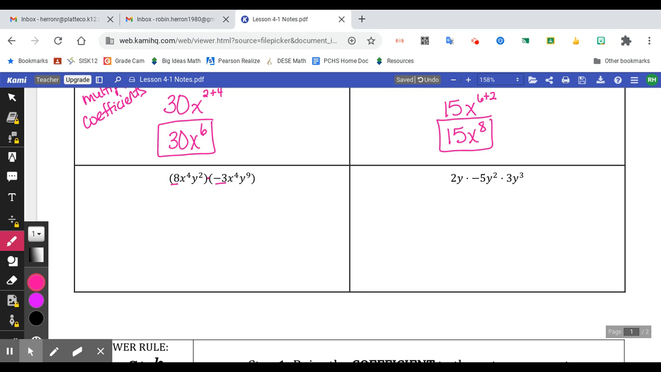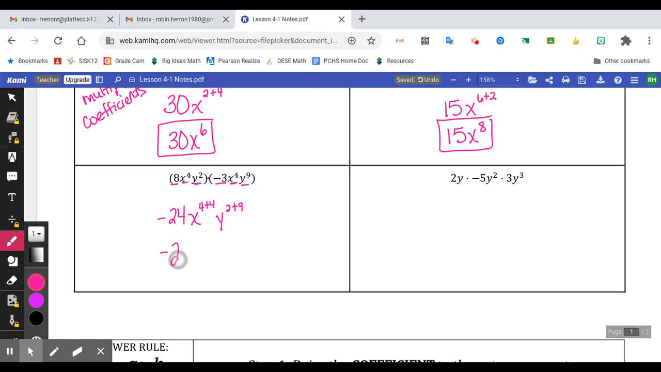8 times -3 would give me -24. My x's would be 4 and 4. So that would be x to the 4 plus 4. My y's are 2 and 9. So y is to the 2 plus 9. Now, you're not going to have to write out that addition problem every time. I'm just doing it to show you where we got those numbers when we're done.